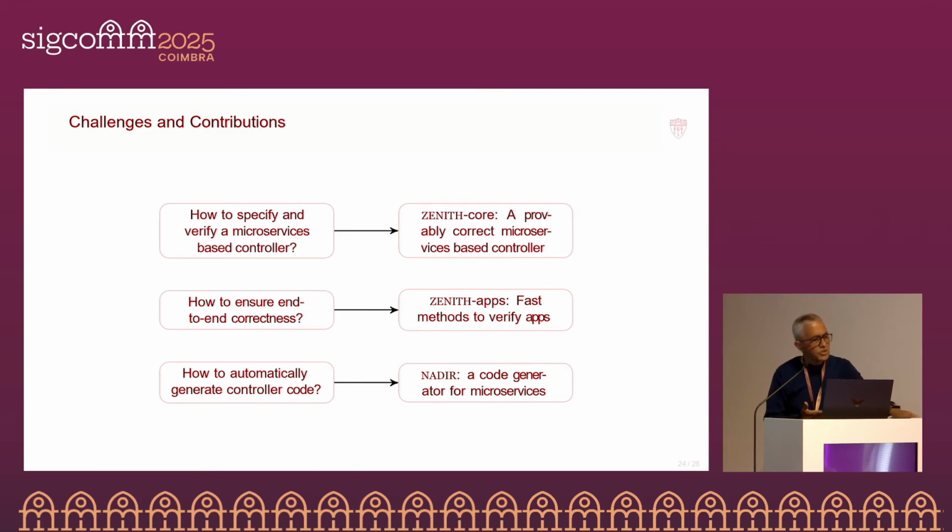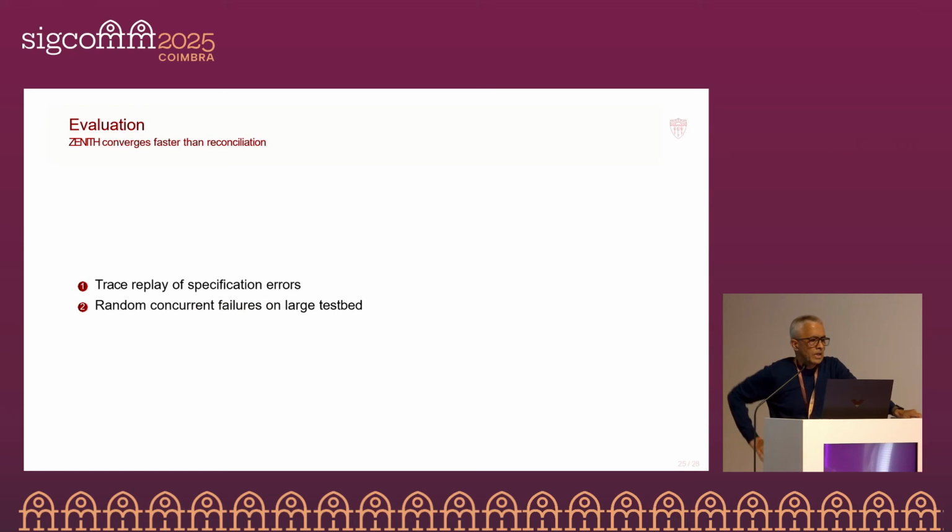Two other contributions have to do with the fast verification of the apps and the code generation. And again, I haven't gone into both of these. I'll end by discussing a couple of results, both of which show that Zenith converges faster than reconciliation, which is the problem that we set out to solve.